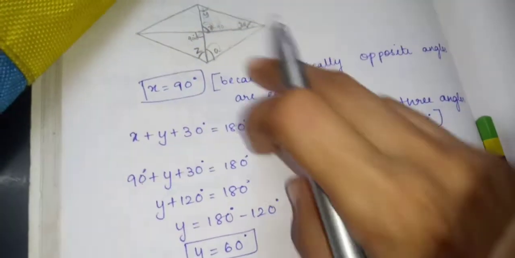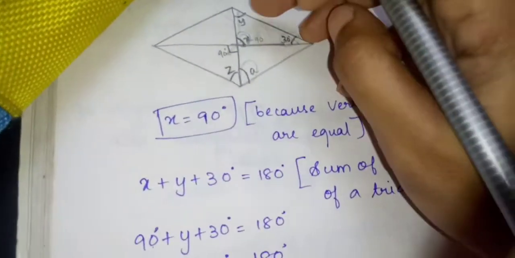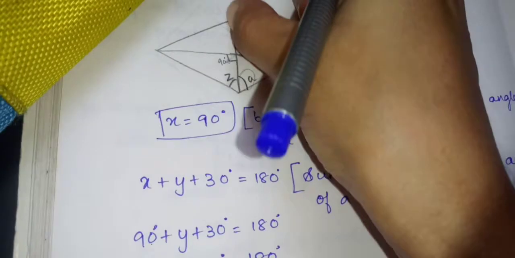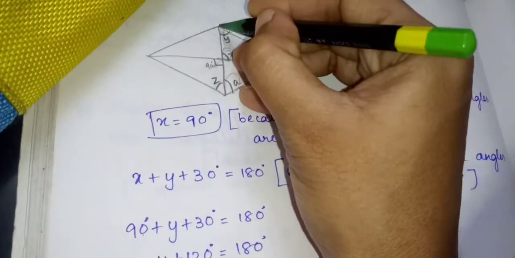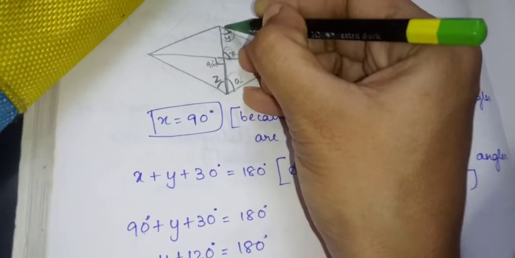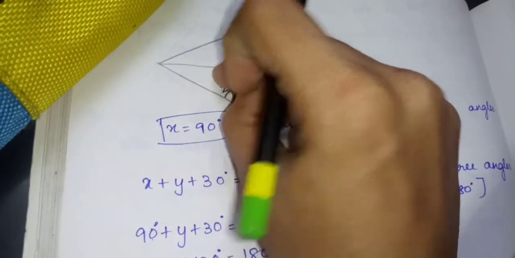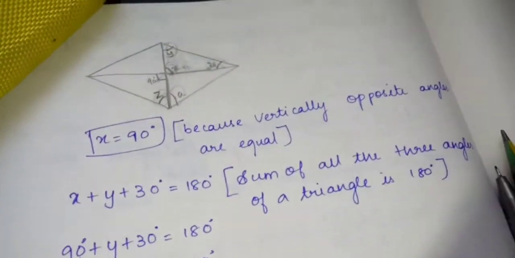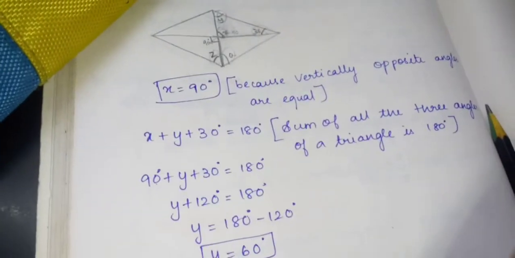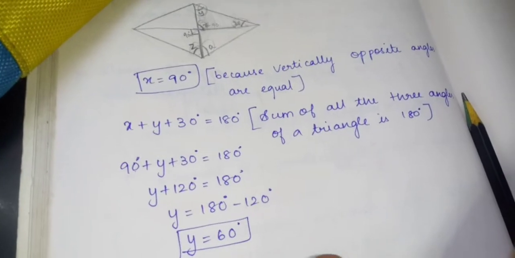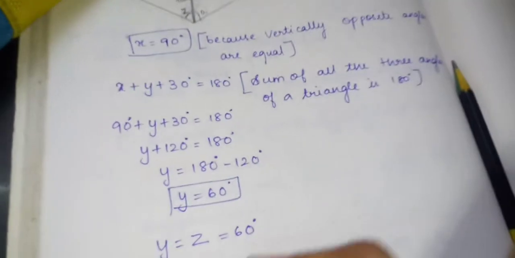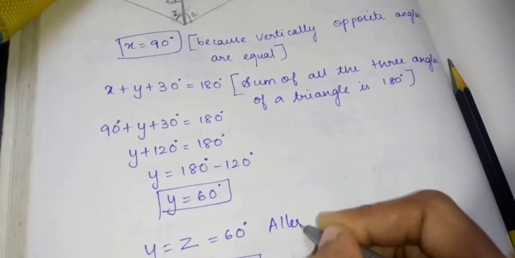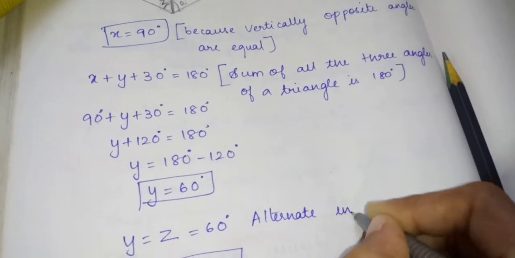Now what do we have to find? We have to find the value of z. This y and this z are alternate interior angles. If this is a straight line, children, this angle and this angle are interior and opposite. So alternate interior angles are equal. So y is equal to z is equal to 60 degrees. So z is equal to 60 degrees because alternate interior angles are equal.